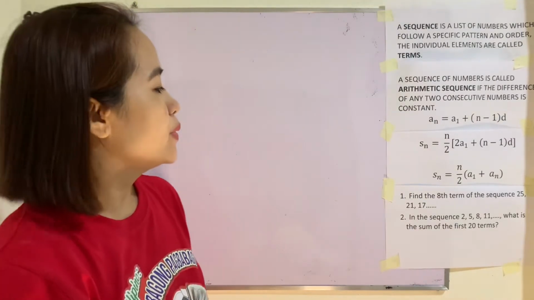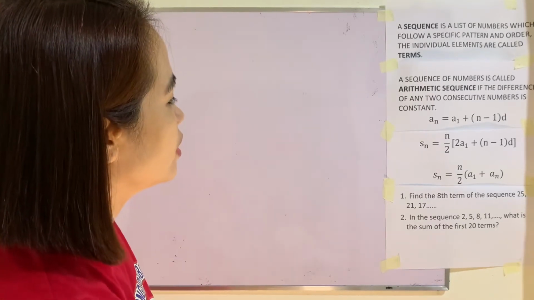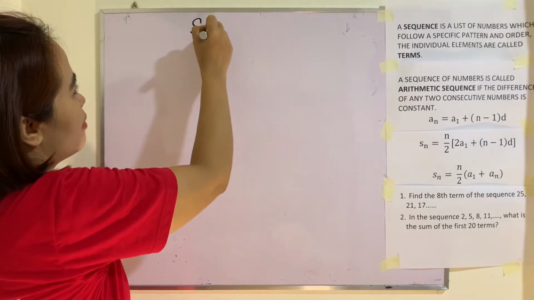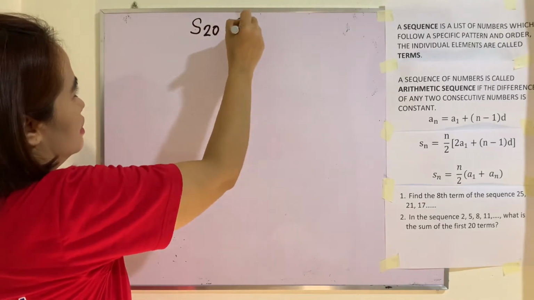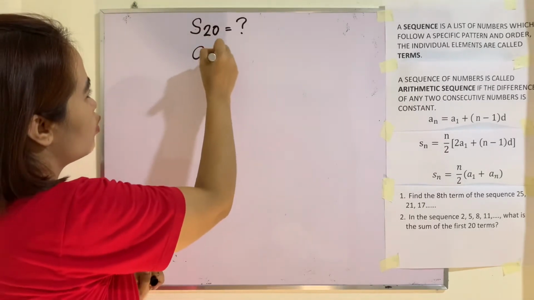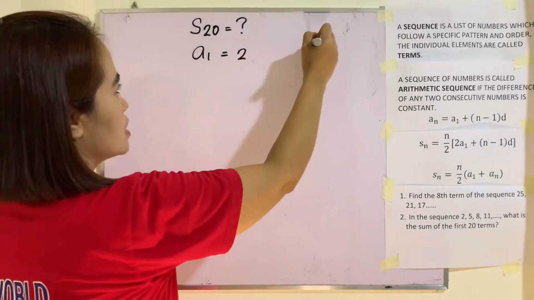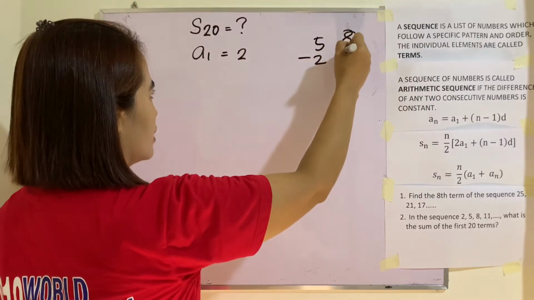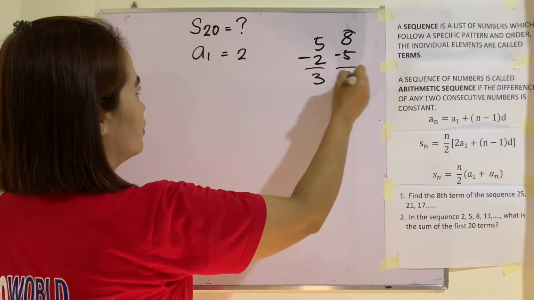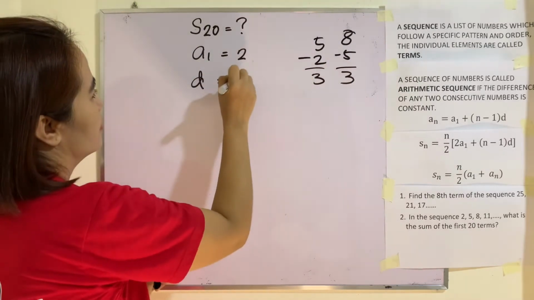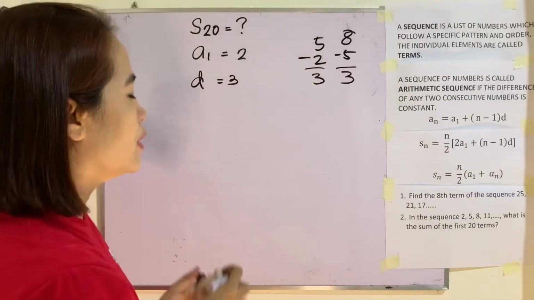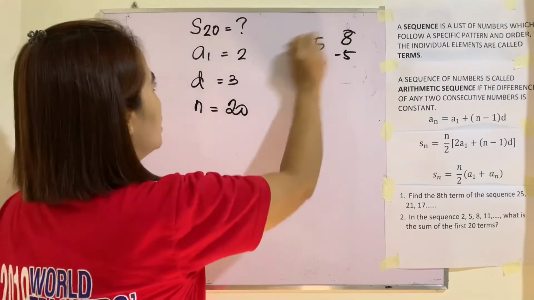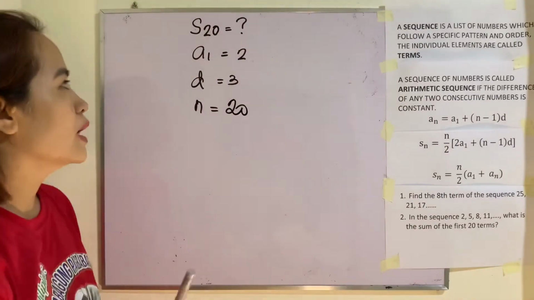Example number 2. In the sequence 2, 5, 8, 11, what is the sum of the first 20 terms? So we are looking for S sub 20. Now, we have A sub 1, that is 2. Let us identify the d, that is 5 minus 2, that is 8 minus 5. We have 3. We have 3. So therefore, our d is 3. And then, our n is, of course, 20. We are now ready to use the formula for the sum.